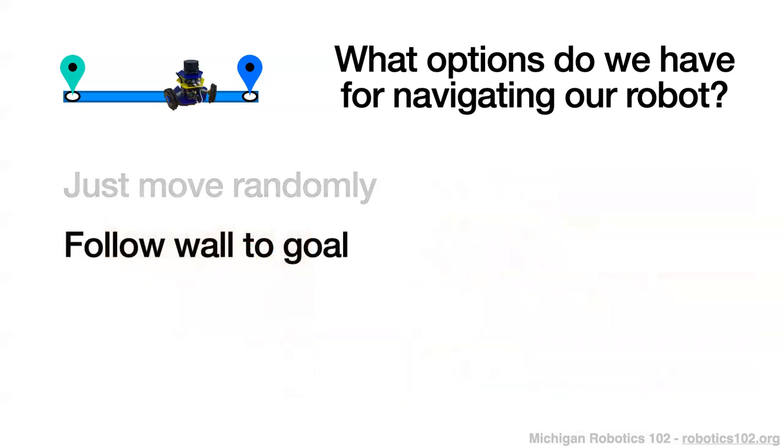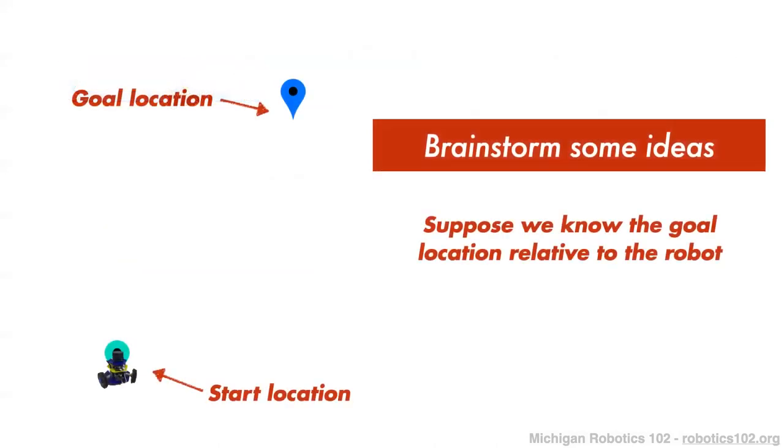Another approach is we could just follow our wall to the goal, right? If we wanted to just follow the wall to the goal, maybe we could do that too, but let's just consider a simpler case. If we have a robot that's in a start location, we want to get to a goal. What's the simplest thing that we could do, knowing that we know the relative location of the goal to the robot?